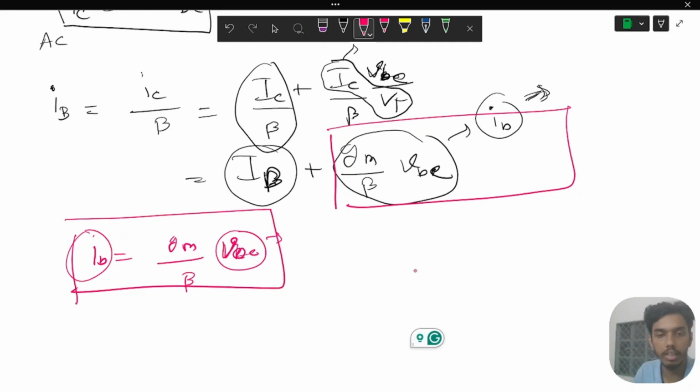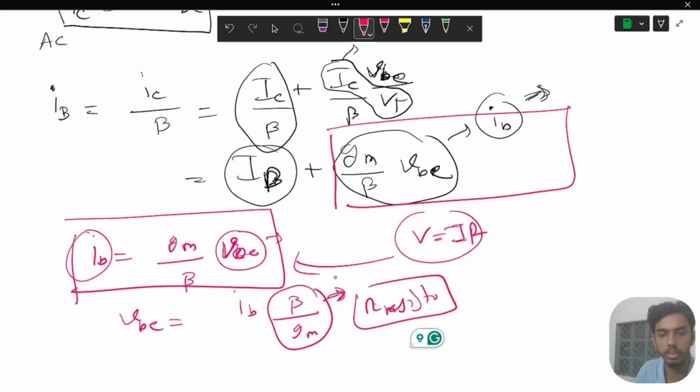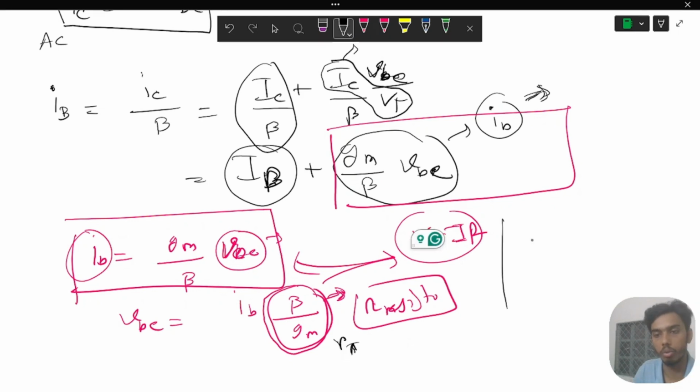So we can model this using the ohm equation. What the ohm equation says is V is equal to IR. So we'll model this equation like the ohm equation. Then we'll get that V is equal to IB times beta by GM. This will represent a resistor if we compare this to the ohm equation. So this resistor is basically called the R pi resistor. So we have also found out the R pi, which will be beta by GM.